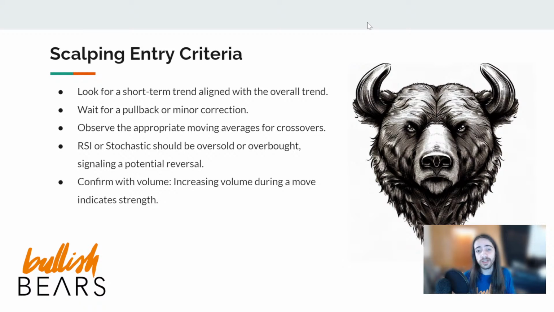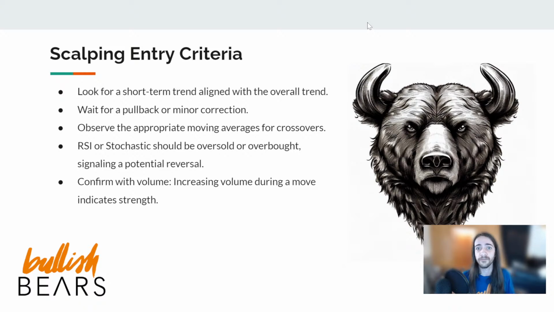For scalping entry criteria, we look for a short-term trend aligned with the overall trend. A lot of times, as scalpers, we might want to scalp a pullback, and that's great, especially because we're using the smaller time frames, but it's very important that we try to trade the overall trend when we're scalping as well, because then we can really ride the momentum. A lot of the time pullbacks can be a little choppy, whereas the overall trend will give us a stronger move. Wait for a pullback or minor correction. Observe the appropriate moving averages for crossovers.